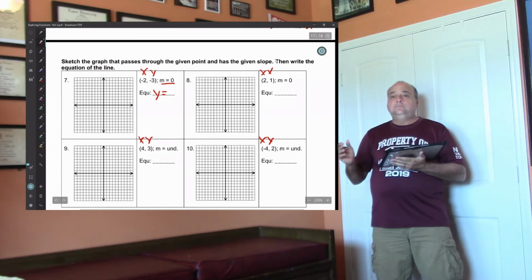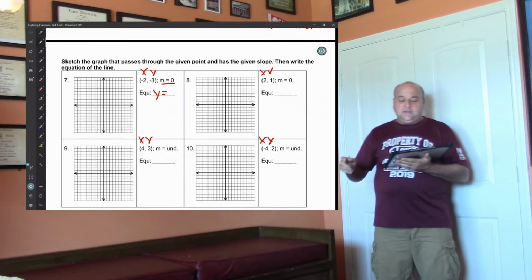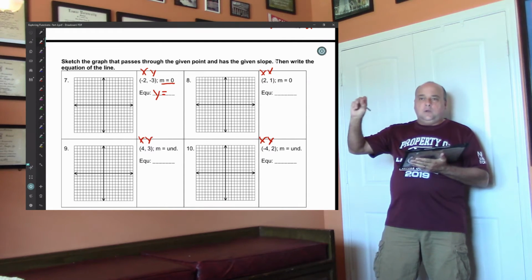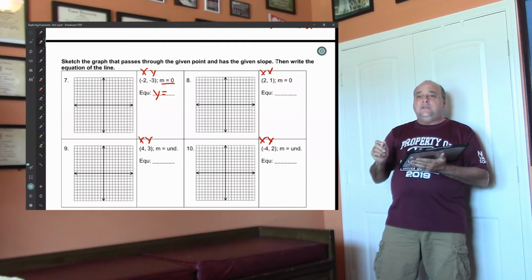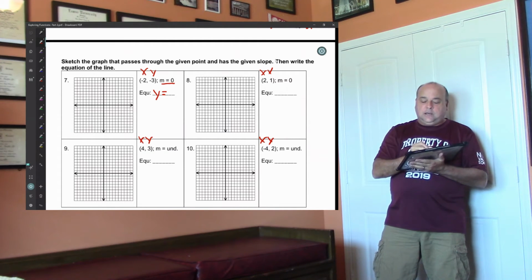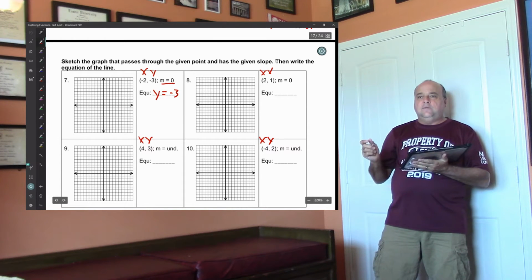Okay, y'all got me? So you're going to put x and y above these. A 0 slope is going to be y equals something. Undefined is x equals. What is my y in this equation? It's -3. So I'm going to put y equals -3.